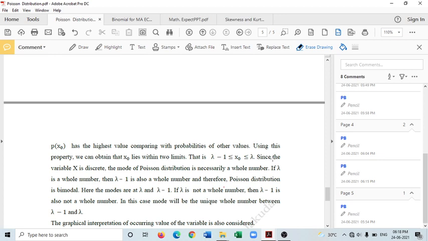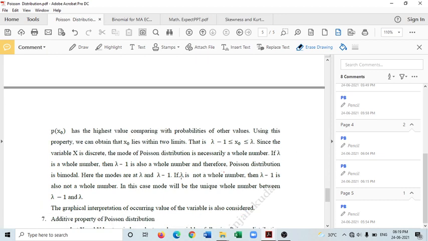And that is the mode of Poisson distribution. So Poisson distribution is unimodal if lambda is a non-whole number, and Poisson distribution is bimodal when lambda is a whole number. Therefore, the Poisson distribution mode may be uni or bi according to the value of lambda. That's how the mode of Poisson distribution is determined.